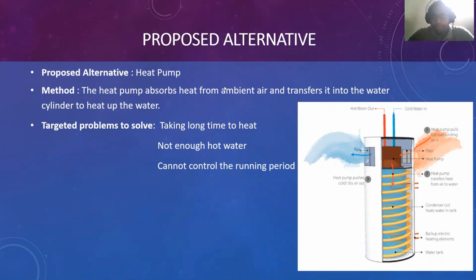So let's see our proposed alternative for electric water heaters. It is the heat pump. According to that, its heating method is first, heat pump pulls surrounding ambient air and transfers it into the water cylinder to heat up the water. Usually, this does not take long time to heat and reheat water.